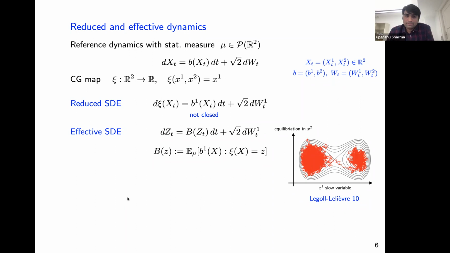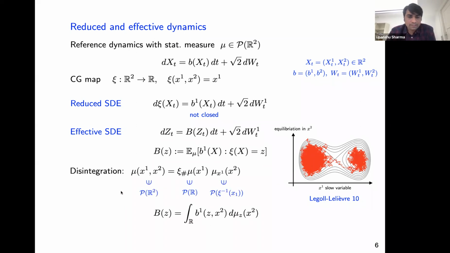Now I'll say what this expectation means. I will be a little cavalier with my notation, in the sense that I will talk of probability measures being densities and things like that, just to make things simple. Now mu is a probability measure on x1 and x2. It's two variables. By disintegration, we can decompose it into two parts. The first part is the measure which lives along x1, the push forward measure. The second measure is the conditional one, which is a family of measures parameterized by the value of x1.